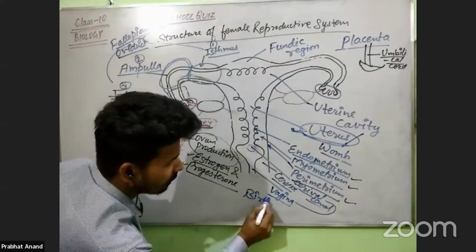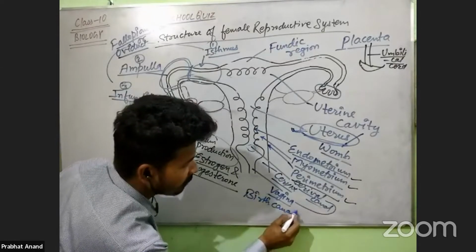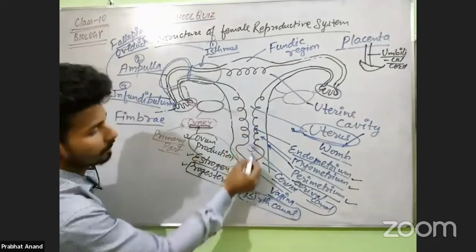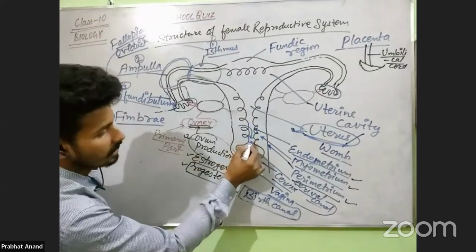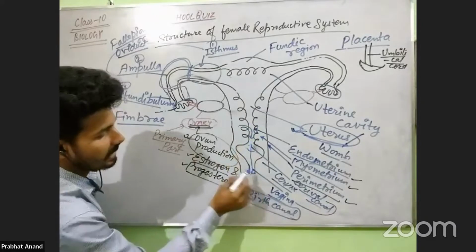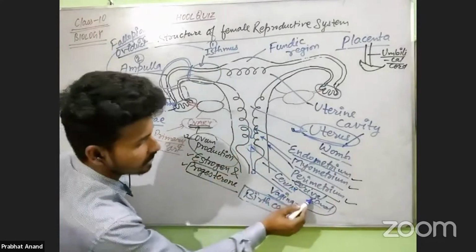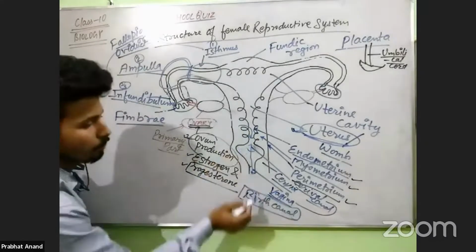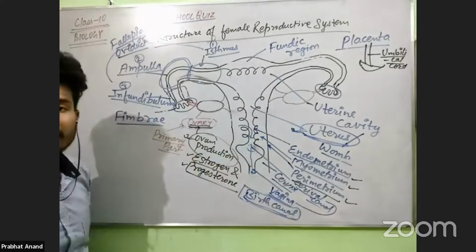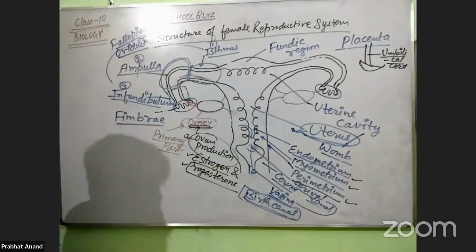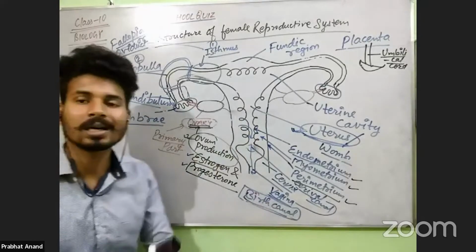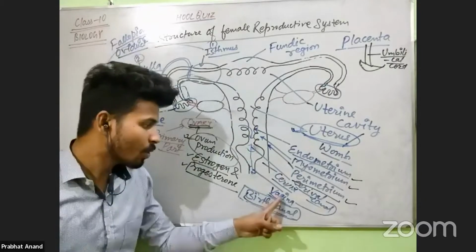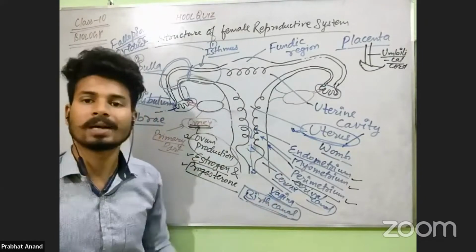Along with the cervical canal, the vagina is also called the birth canal, because the baby comes out from this part. This area belongs to the cervical canal and this area belongs to the vaginal part. These both are considered the birth canal. We may be asked a question: what is the other name of the vagina? The other name of the vagina is the birth canal.